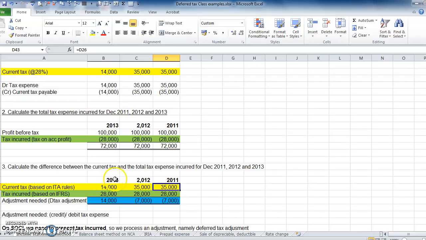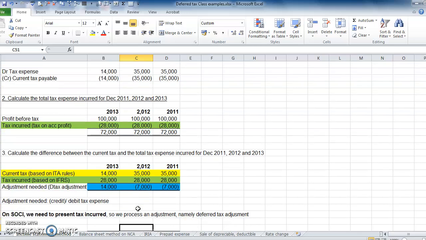And then for 2013, we calculated a current tax of 14,000. Again, the total tax expense that must be represented on our statement of comprehensive income should be 28,000. So we need to increase the 14,000 that we have recognized over here to 28,000. So what do we need to do? We need to add 14,000 over there. And so, this 14,000, 7,000 and 7,000 is the deferred tax adjustment that we need to process in order to adjust our current tax to our total tax expense.